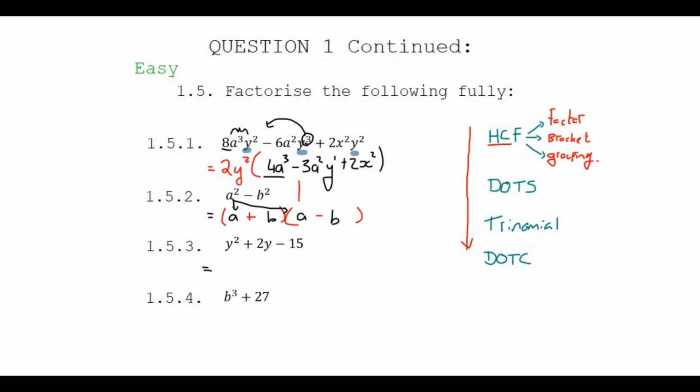Next one again. We start off by looking for our highest common factor. We see we have a y, but no y. Another way to see this as a trinomial is to see we have 1, 2, 3 terms. And important is to look at the exponents. We have 2, 1, and you could imagine this would be y to the power of 0.